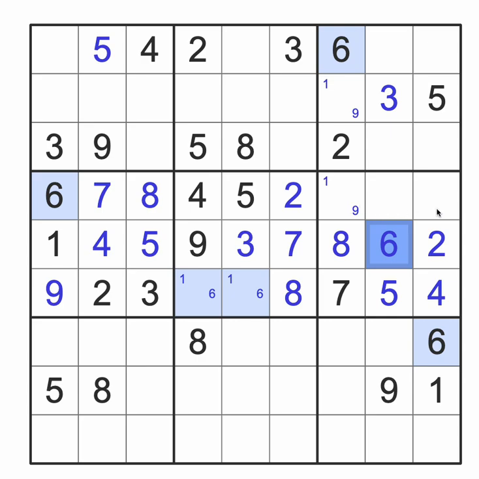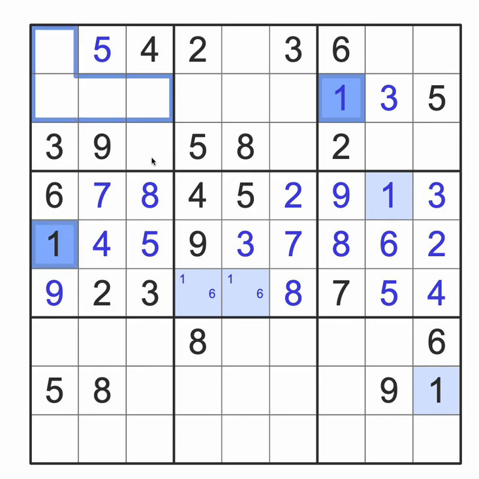And these are 1 3 9. Oh, and these are 1 3 9. But this cell is blocked by 3 and 9. So this is 1, which makes this cell 9. And this is 3. That gives me 1 here. And now this one blocks these. This one blocks here. Gives me 1 here.